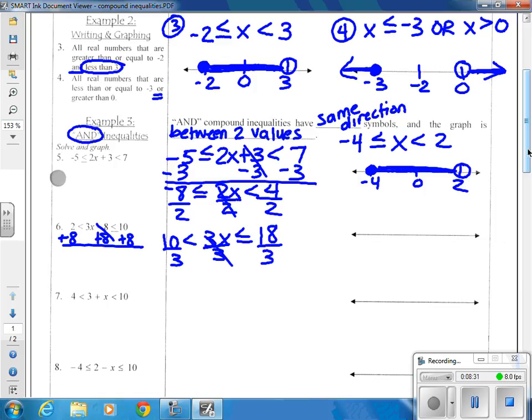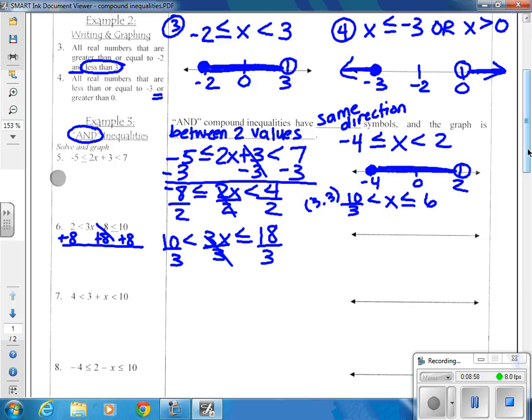3 does not go into 10, so remember that the rule is if it doesn't divide perfectly, you leave it a fraction. So this answer is going to be 10/3, which is less than x, and that is less than or equal to 6. Now when you go to graph this on a number line, you're going to have to estimate about where 10/3 is. If you turn 10/3 into a decimal, it's approximately 3.3. So you need to think about where you're going to put 3.3 on a number line.